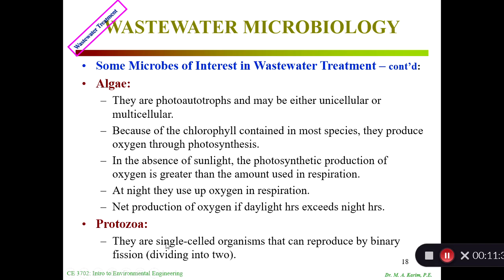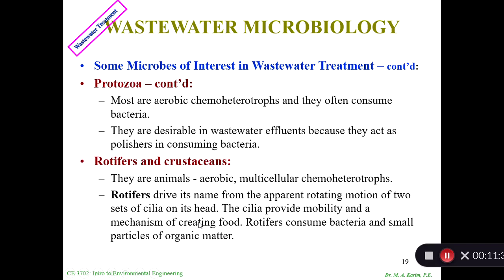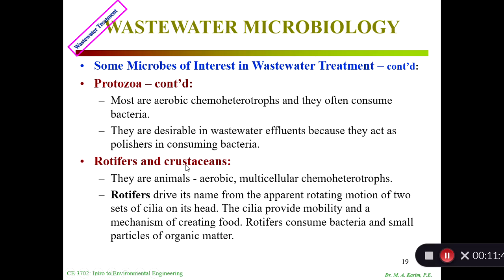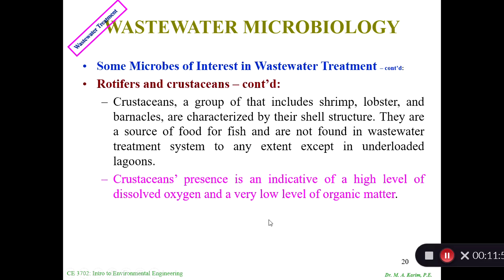Protozoa, they are also single-celled organisms that can reproduce by binary fission, dividing into two. Here is more explanation. Rotifers and crustaceans, they are animals, aerobic, multicellular chemoheterotrophs. Rotifers derive their name from the apparent rotating motion of two sets of cilia on their head. The cilia provide mobility and a mechanism for creating food currents.